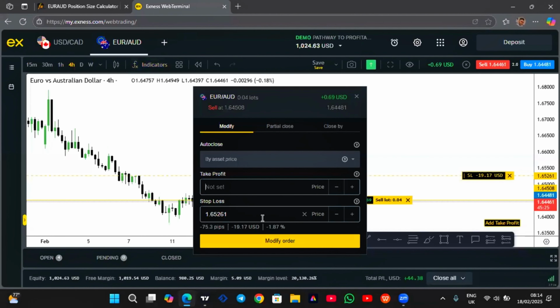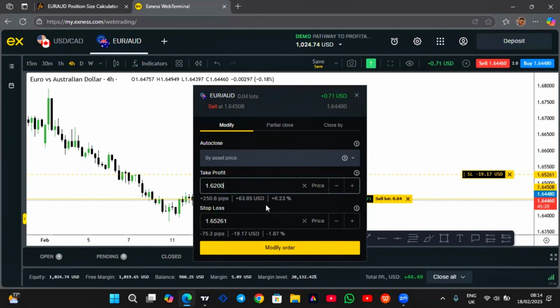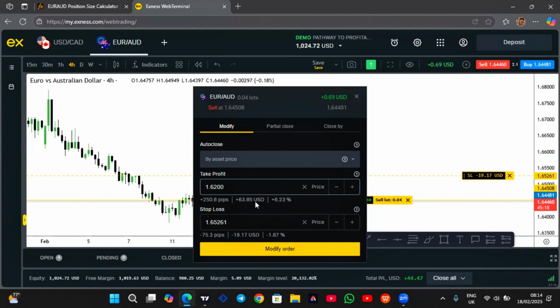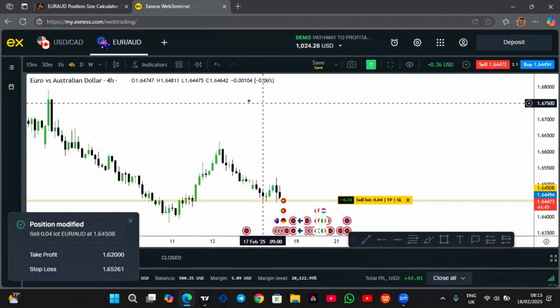So I'll go back to my broker and input 1.6200. That means if this trade goes in my favor, I'll be making 63.85 USD, which is about 6.23%. This trade alone has almost given me the 8% I'm targeting for this month. If this trade goes against me, I'll be losing 19.17 USD, which is 1.87% of my account. You see how this calculates it in an easy manner. Then I'll just click on modify order. Now my order has been modified. Now I'm selling Euro AUD.